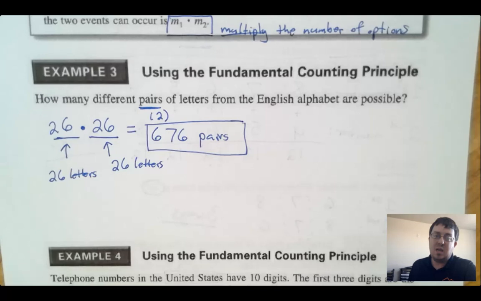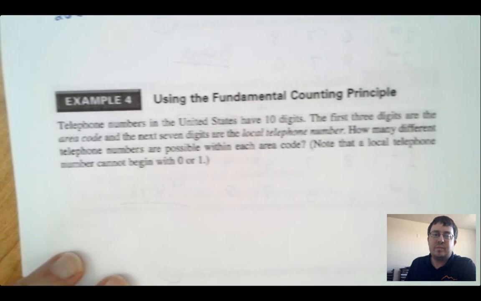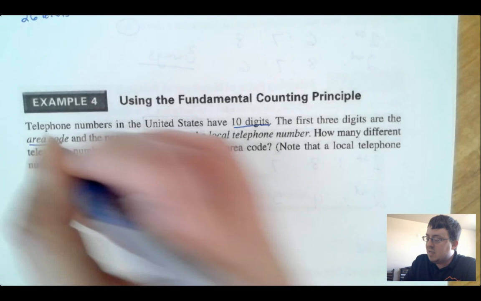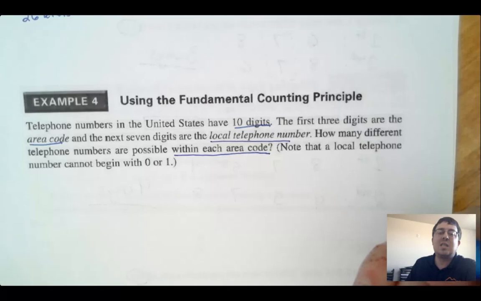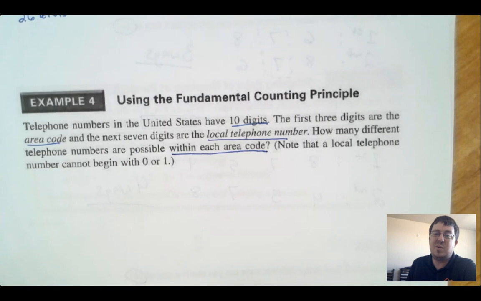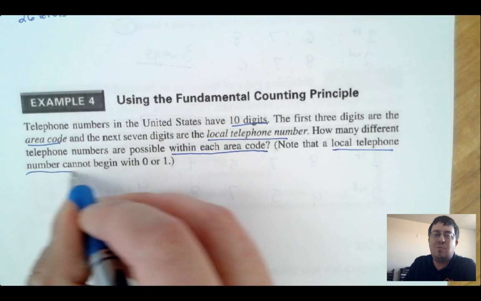Let's see a more advanced example with telephone numbers. Telephone numbers, we all know, have 10 digits. The first three are an area code, and the next seven are your local telephone number. So I want to know how many different telephone numbers are possible within each area code. So I'm not going to care about the area code. I'm saying within Denver's area code, how many total different telephone numbers could there possibly be, until we don't have any more numbers to give anybody. And then here's a note that local telephone numbers cannot begin with a 0 or a 1. I didn't know that. Well, now we do.